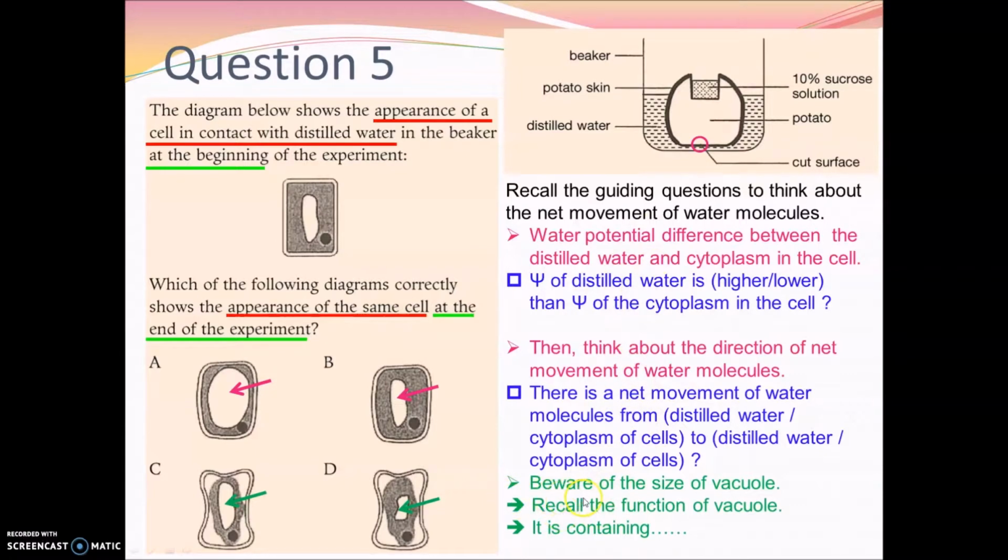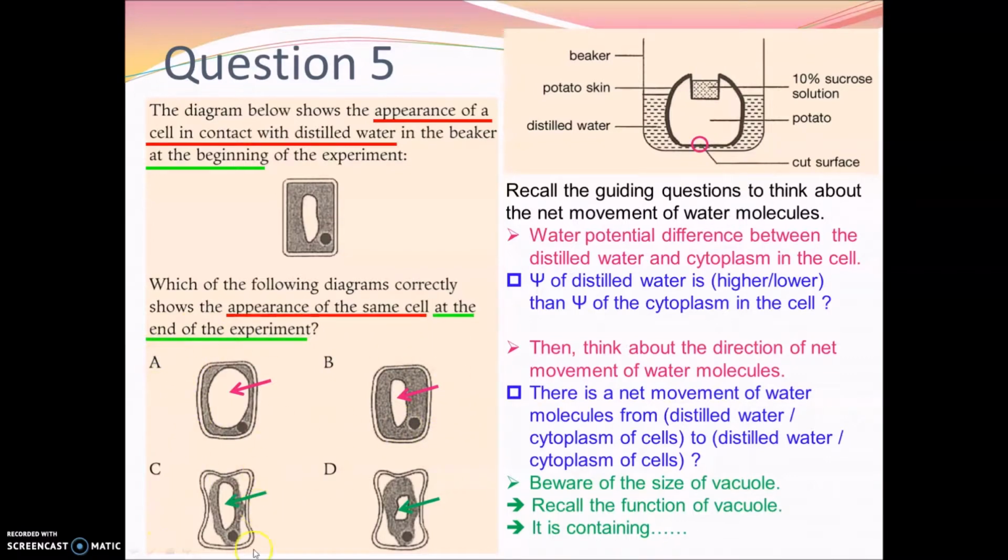And one more thing I would like to mention is to beware of the size of the vacuole. Take a look at the size, and then recall the function of the vacuole. It is containing something. So I think you can probably get the answer once the cells keep contact with the distilled water. Somehow it should be either A or B, to become a bit turgid.